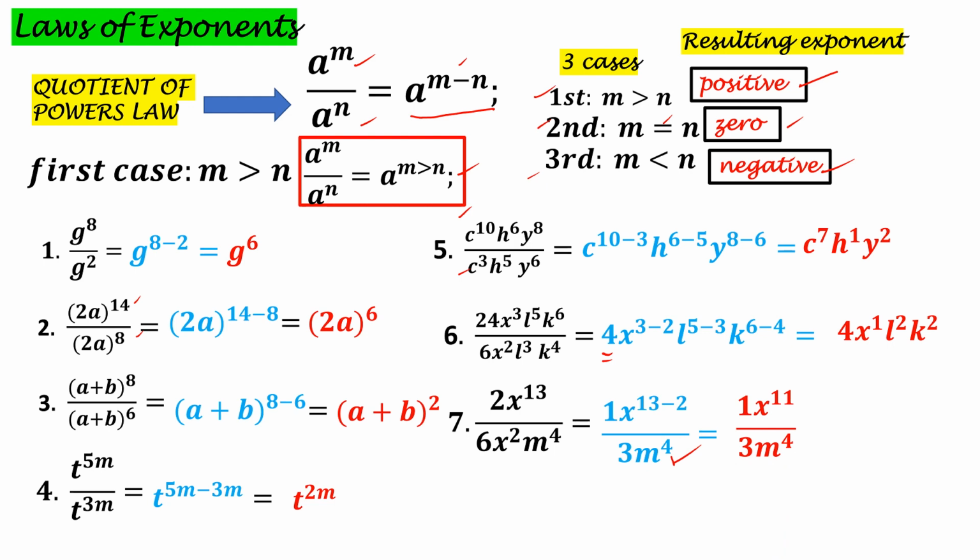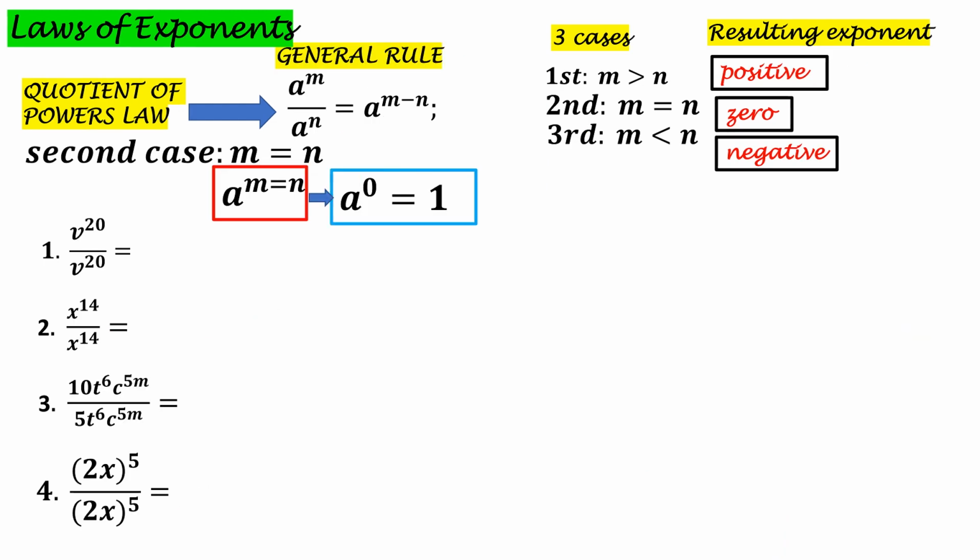So that is our final answer. Okay, so let's proceed to the second case. This time the second case says that if m is equal to n, meaning we will be obtaining a zero exponent. And remember that any base raised to the power of 0 is always equal to 1. Okay, so let us have number 1.